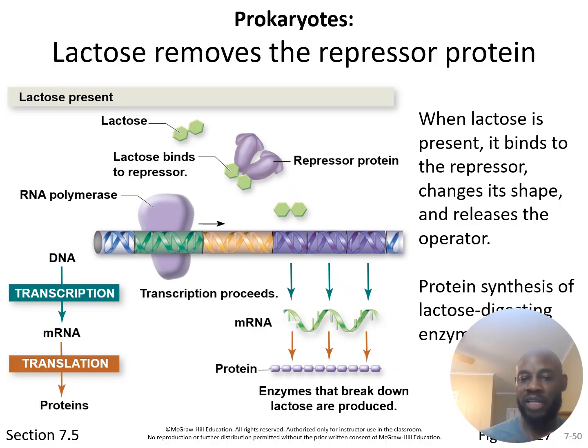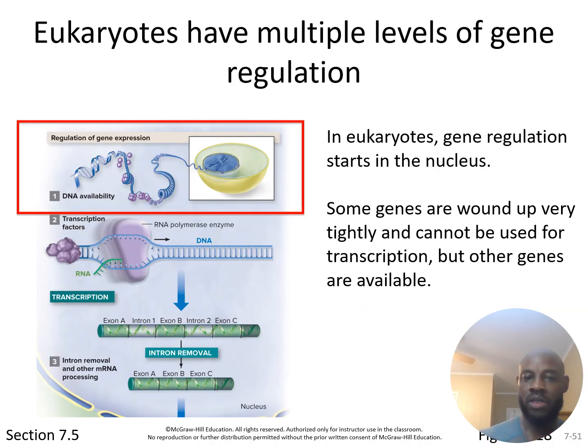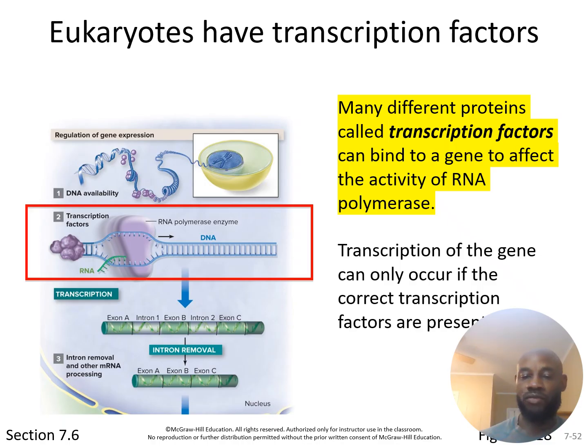Let's talk more about that. Eukaryotes have multiple levels of gene regulation. Eukaryotes, that's us, human beings. It starts in the nucleus. Some genes are wound up very tightly, cannot be used for transcription, but other genes are available. Remember, you have a lot of DNA in your body, so you have many genes on these many strands of DNA in your body.